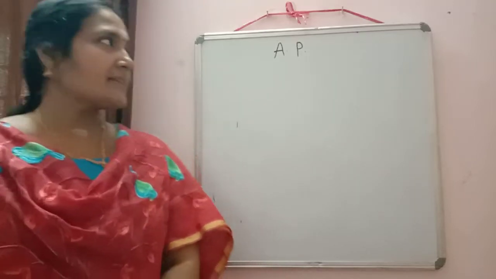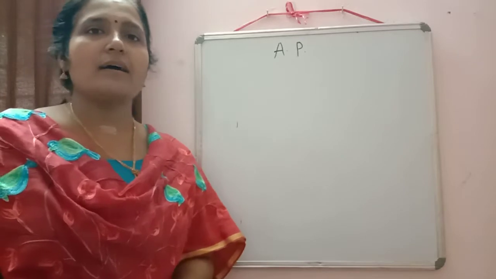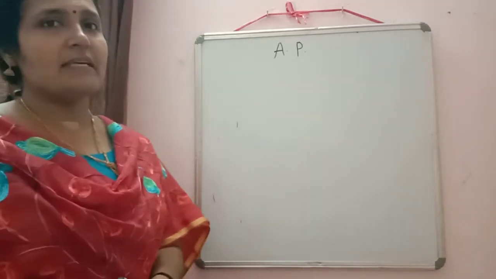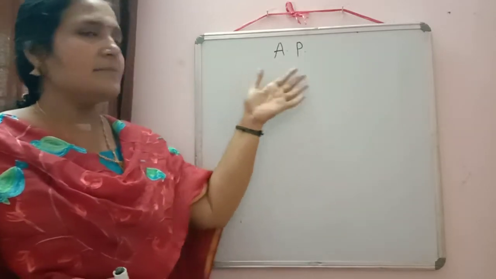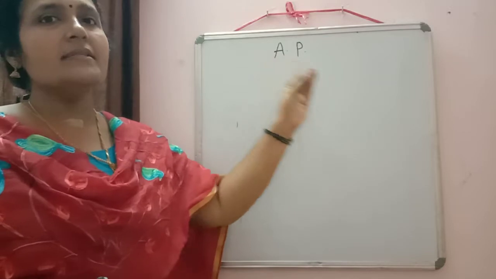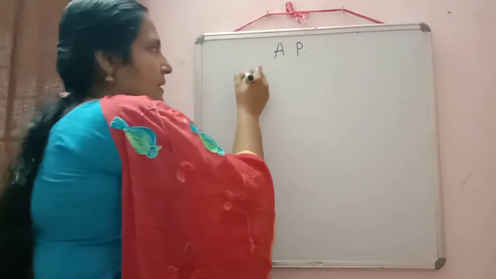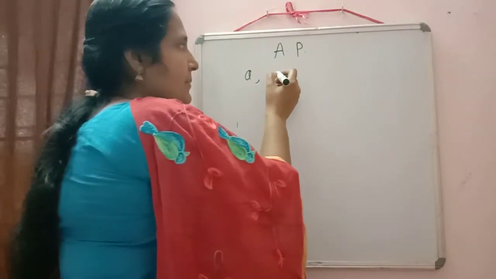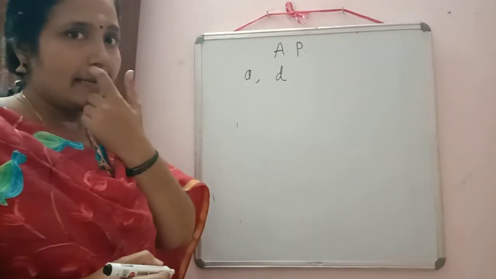Students, in the previous class we discussed AP. So first we can revise what we discussed. An AP is a series in which the terms are obtained by adding a constant number to the previous term. The first term of the AP is denoted by the letter A, and the number to be added, the common difference, is denoted by the letter D.